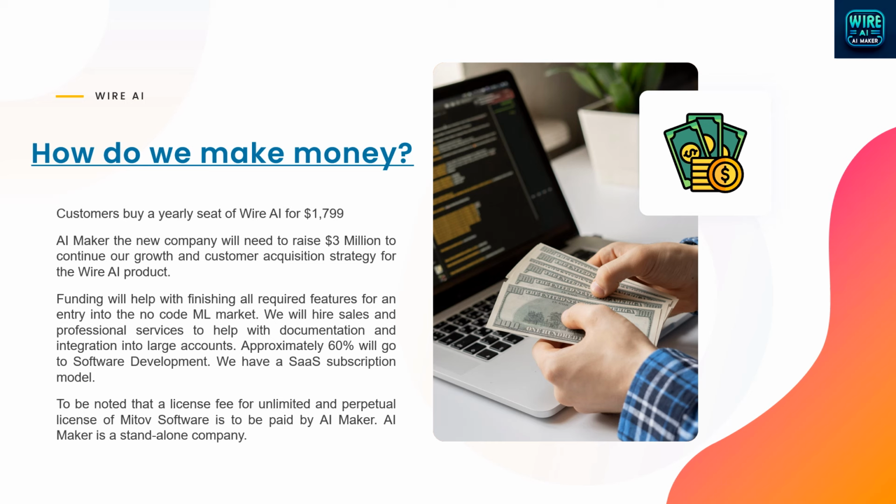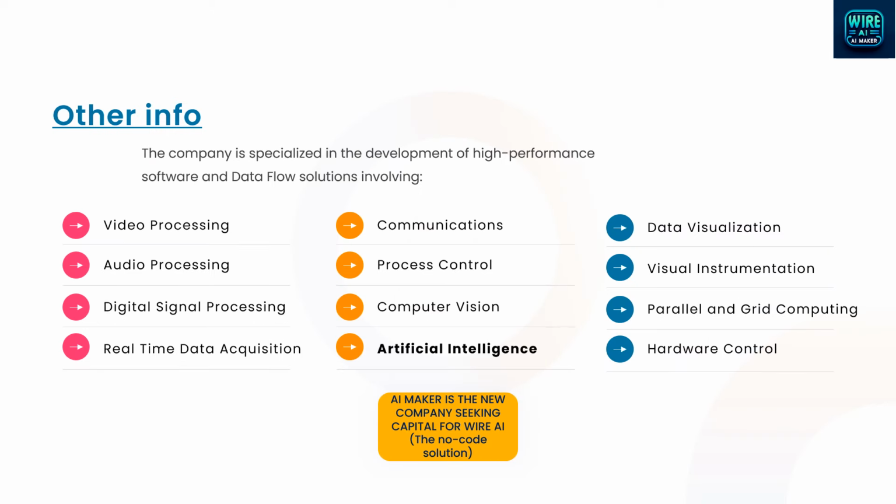We have a SaaS subscription model. It is to be noted that a licensee for unlimited and perpetual license of Mitov software is to be paid by aimaker. aimaker is a standalone company. The company is specialized in the development of high-performance software and data flow solutions involving video processing, audio processing, digital signal processing, real-time data acquisition, communications, process control, computer vision, artificial intelligence, data visualization, visual instrumentation, parallel grid computing, and hardware control. aimaker is the new company seeking capital for Wire AI, the no-code AI solution.